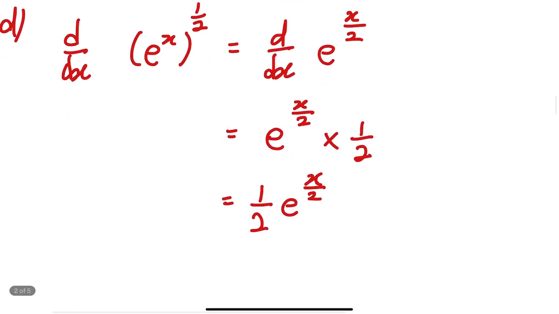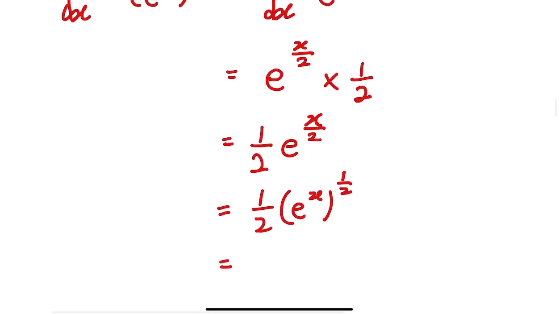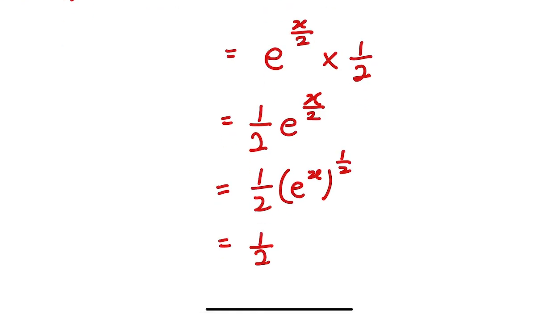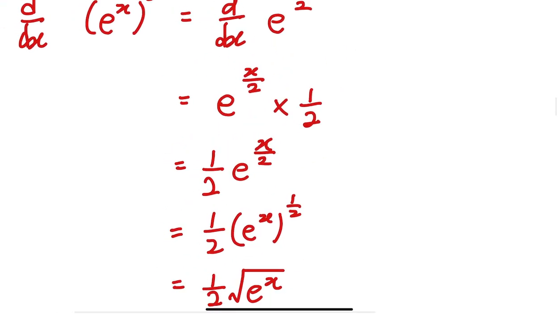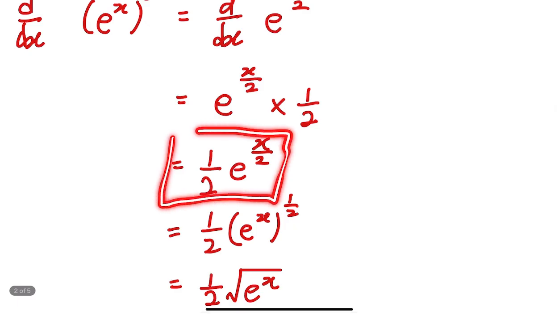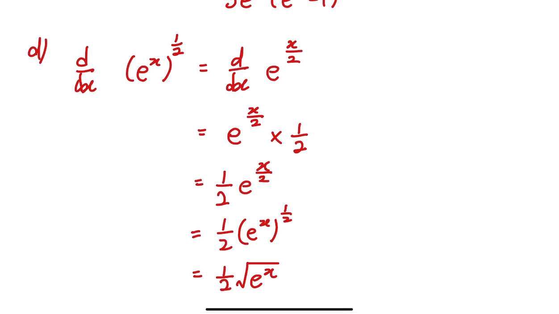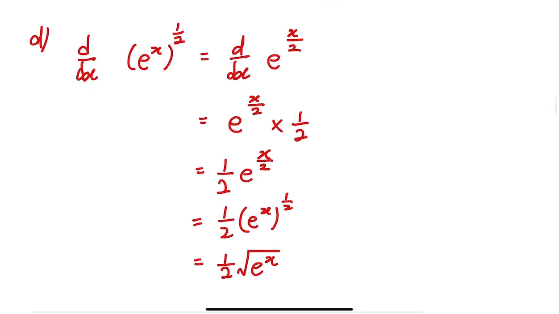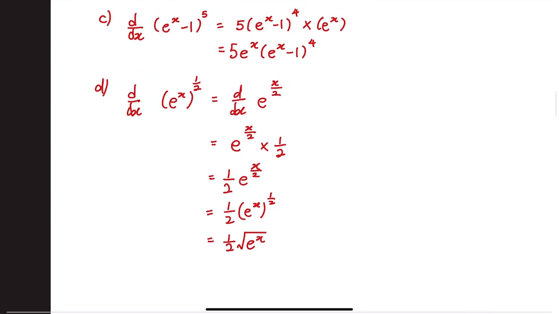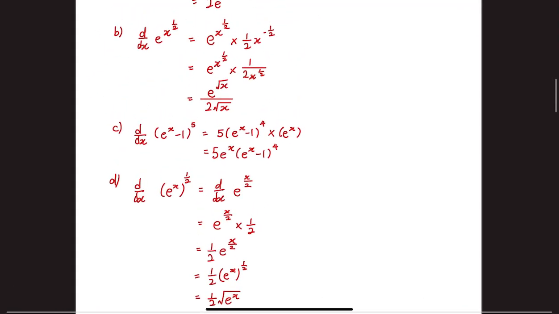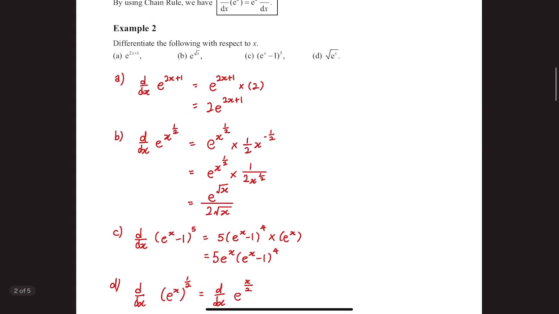Or you can also rewrite this to become, let's say, half e power x, the whole thing power half, and this can be seen as half of square root e power x. But I think stopping here is fine. This is equivalent to this expression here. And this is for example 2D. So we have finished example 1 and 2 on how to differentiate these basic functions containing exponents.